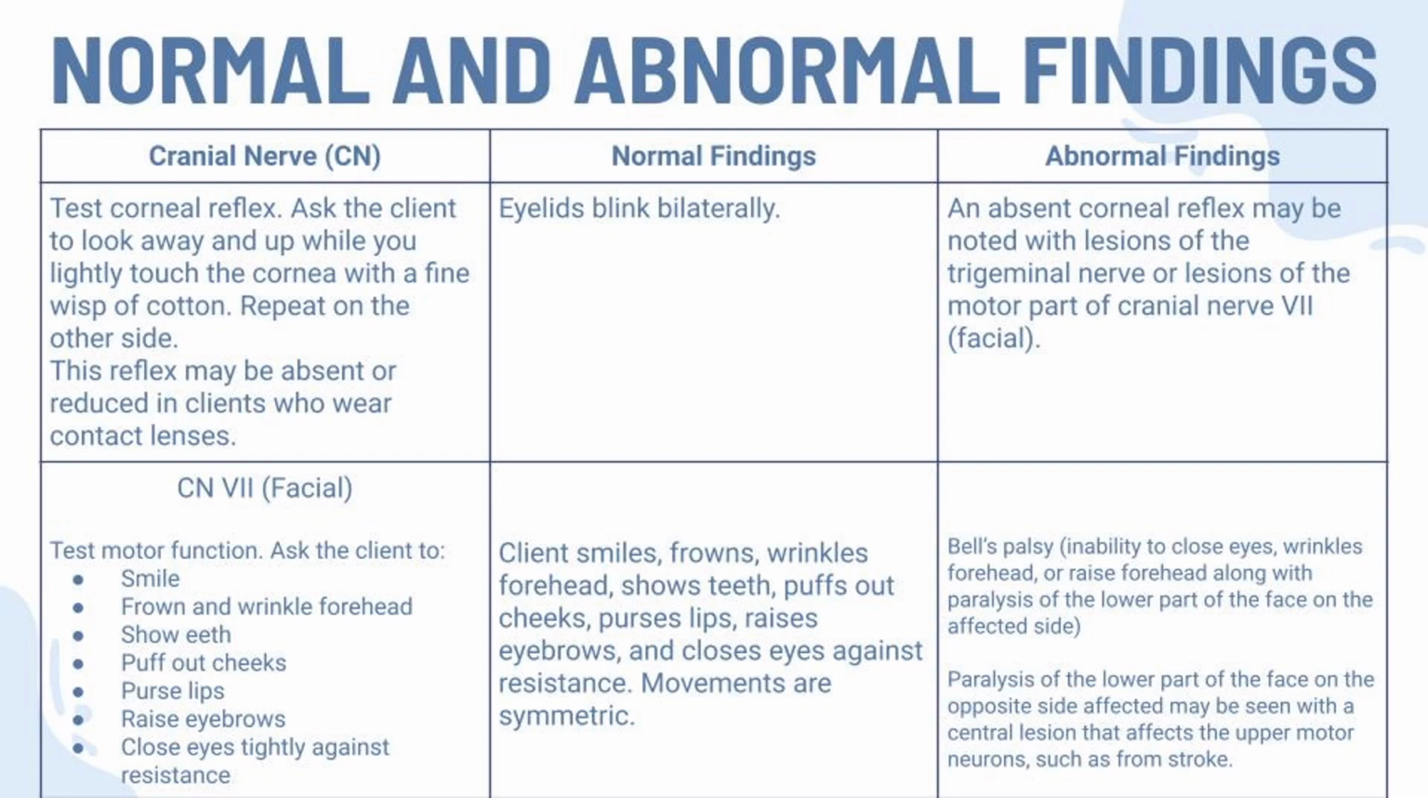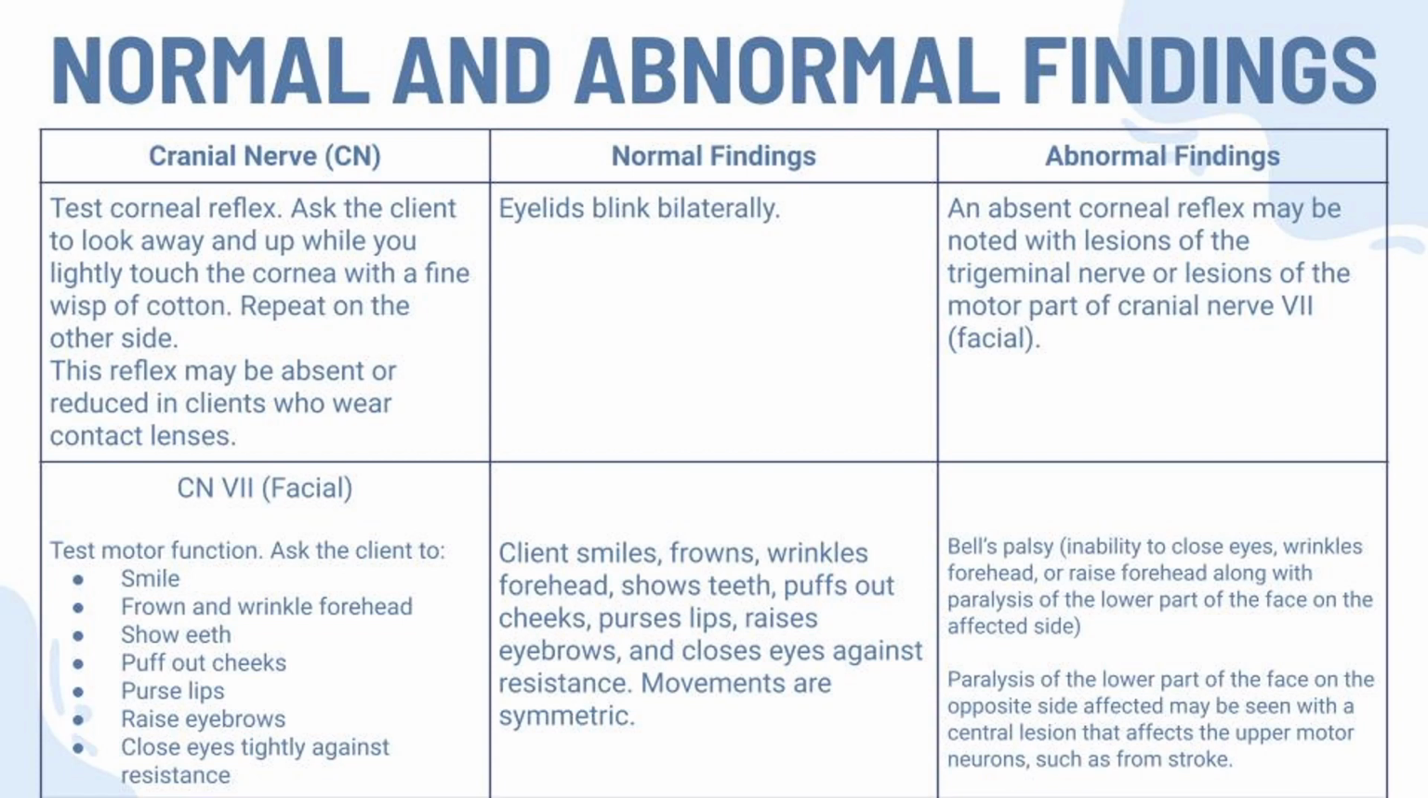Next is to test the corneal reflex. Ask the client to look away and up while you lightly touch the cornea with a fine wisp of cotton. Repeat on the other side. This reflex may be absent or reduced in clients who wear contact lenses. For normal findings, eyelids blink bilaterally. For abnormal findings, an absent corneal reflex may be noted with lesions of the trigeminal nerve or lesions of the motor part of the cranial nerve number 7, which is the facial nerve.